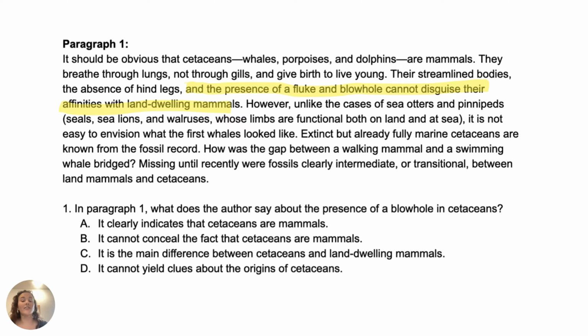We're going to focus on this sentence. The presence of a fluke and blowhole cannot disguise their affinities with land-dwelling mammals. Now, the next step is to predict what the answer is. What does that mean? It means that the presence of a blowhole cannot hide their similarities with land-dwelling mammals. That's my prediction. Now we're going to use that prediction to do the process of elimination on the answer choices.